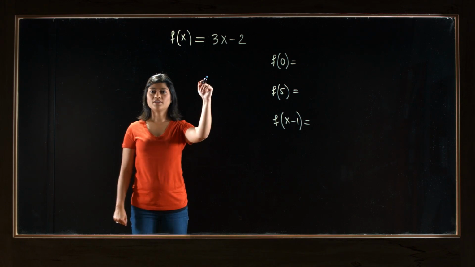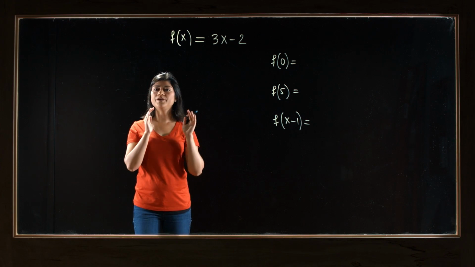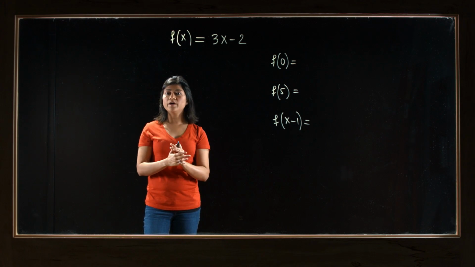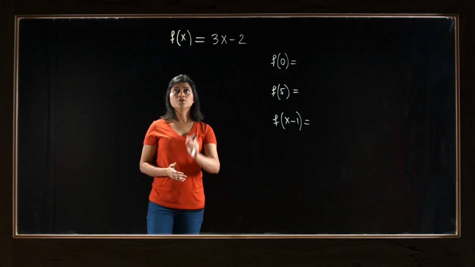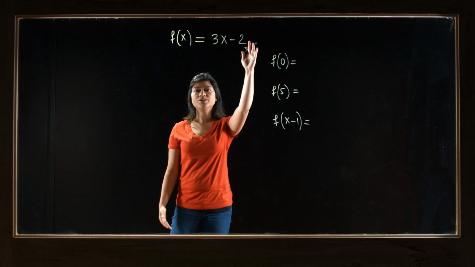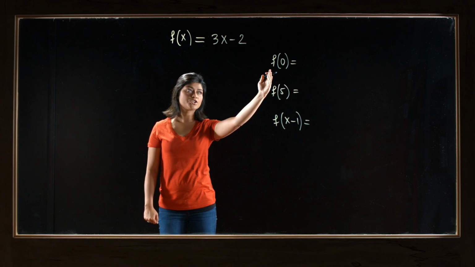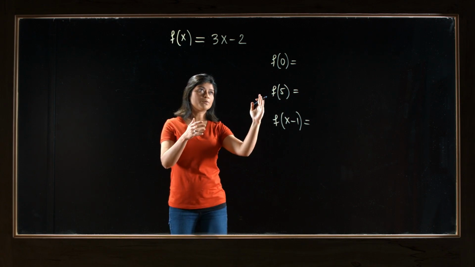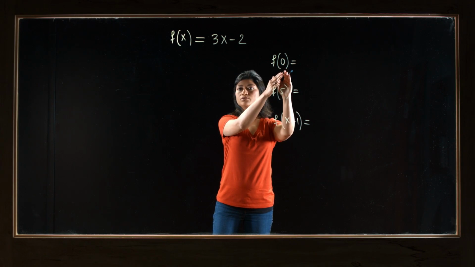This problem is simple but very, very important to learn. You'll probably use this type of problem a lot in future. So the problem is, a function is given: f of x is 3x minus 2. And you have to evaluate the function at various values. Now, suppose you want to evaluate f of 0. What will you do?